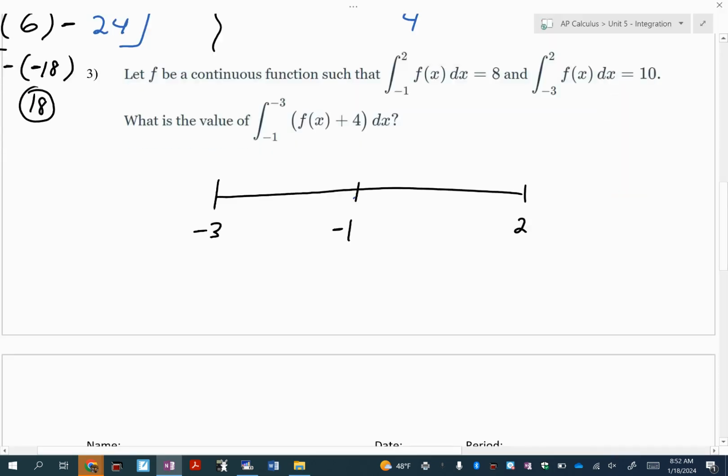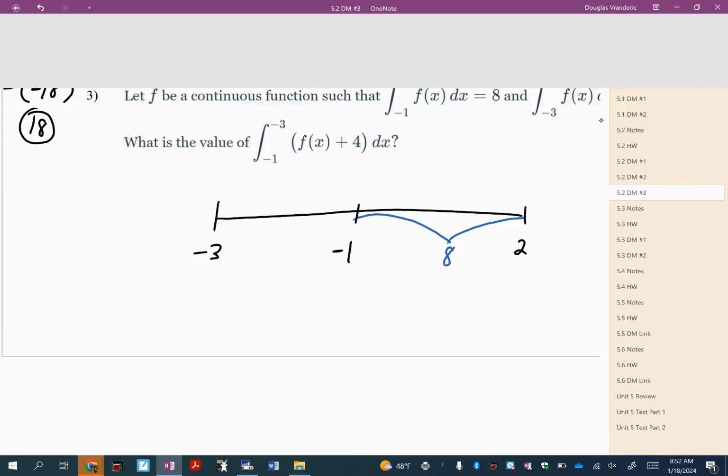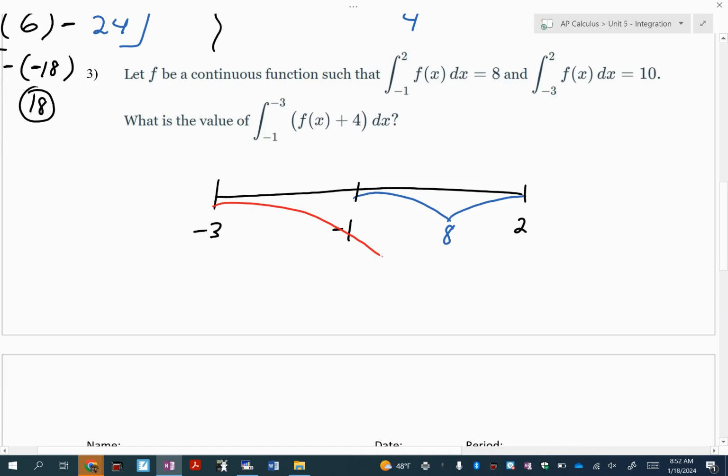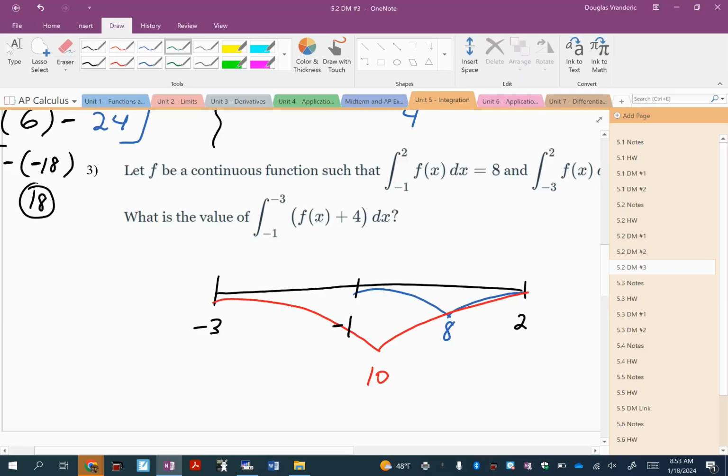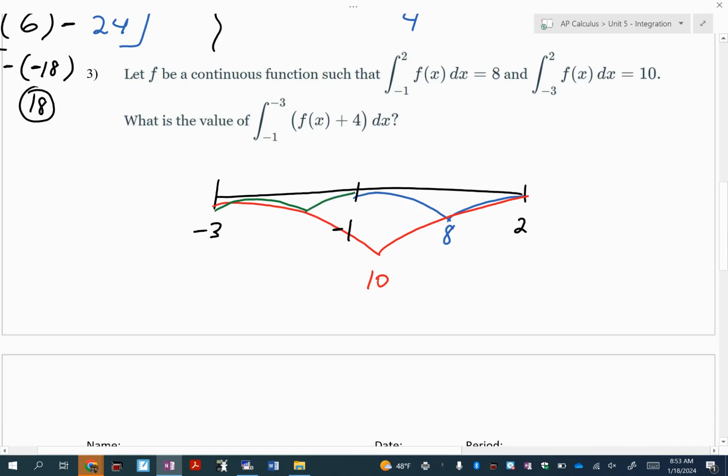So -1 to 2 is what value? 8. And then the whole thing, what's -3 to 2? 10. So can I find this value from -3 to -1? It's question mark plus 8 is equal to, what was the whole thing? 10. So what is my value for -3 to -1? +2. Again, I'm going to need that when I finish this problem.